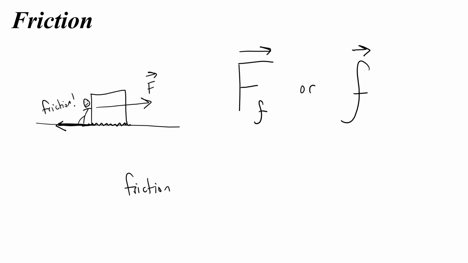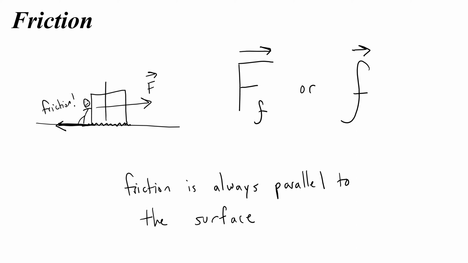Friction is always parallel to the surface. So it actually is a lot like the normal force, except the normal force goes up and is perpendicular. That's why we use the word normal. It means perpendicular. But friction is along the surface. It's parallel to the surface. Okay, let's use it in some problems.